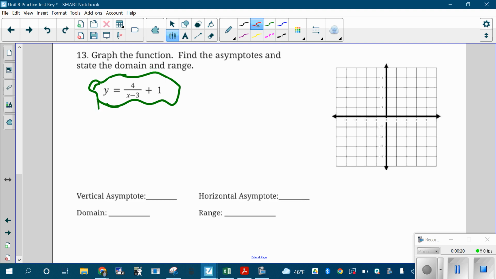That -3 on the bottom moves it right 3. That +1 on the outside moves it up 1. The times 4 is a stretch by 4, but that's not going to impact the graph quite as much. The important ones to think about are the right 3 and the up 1.